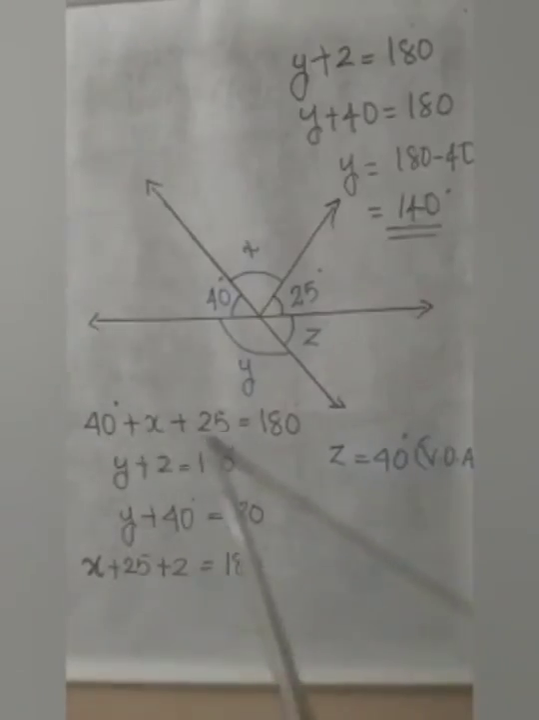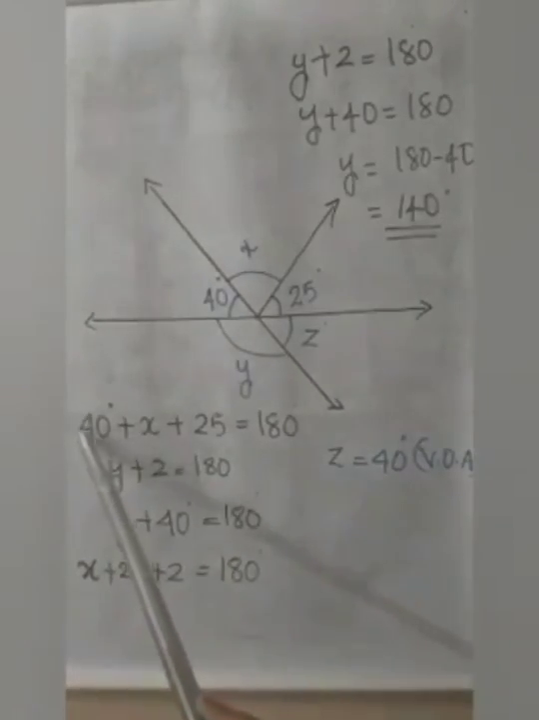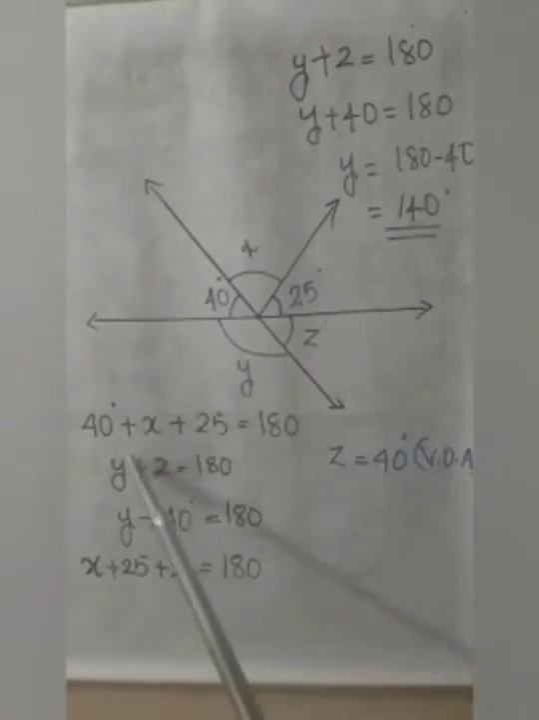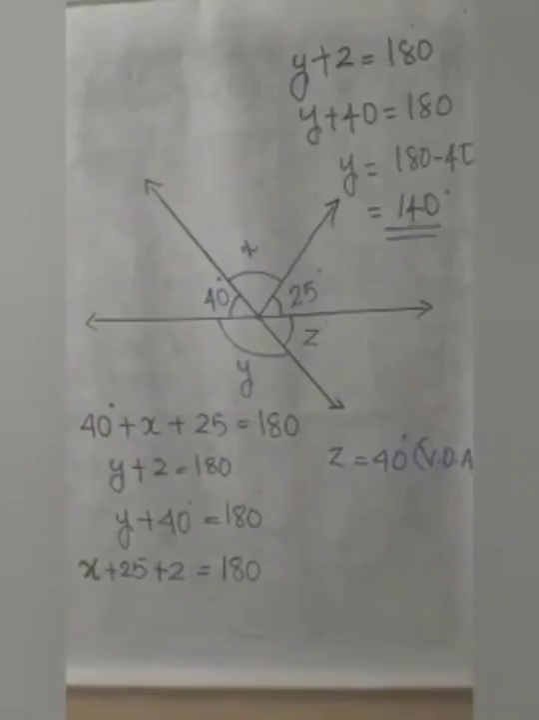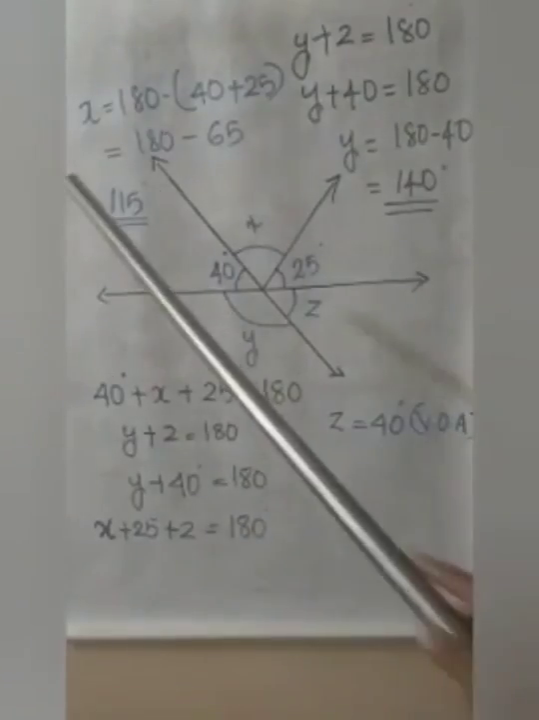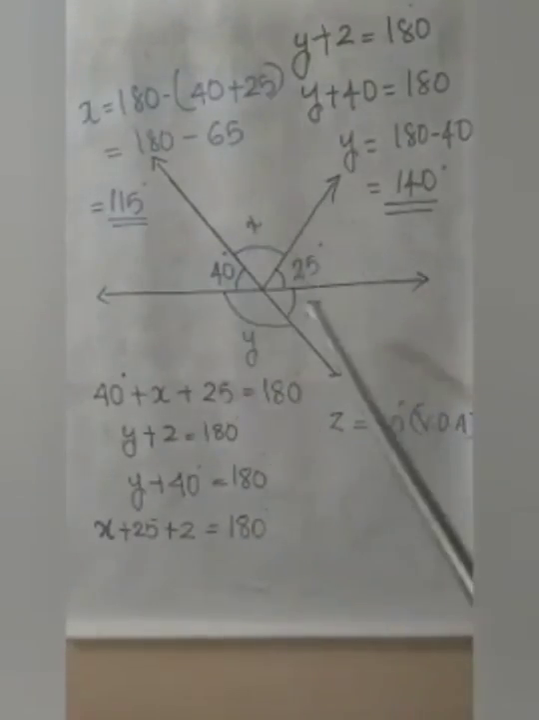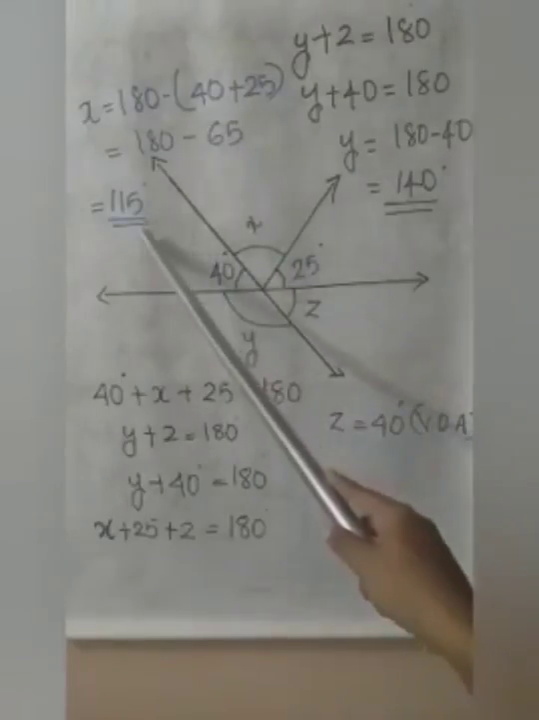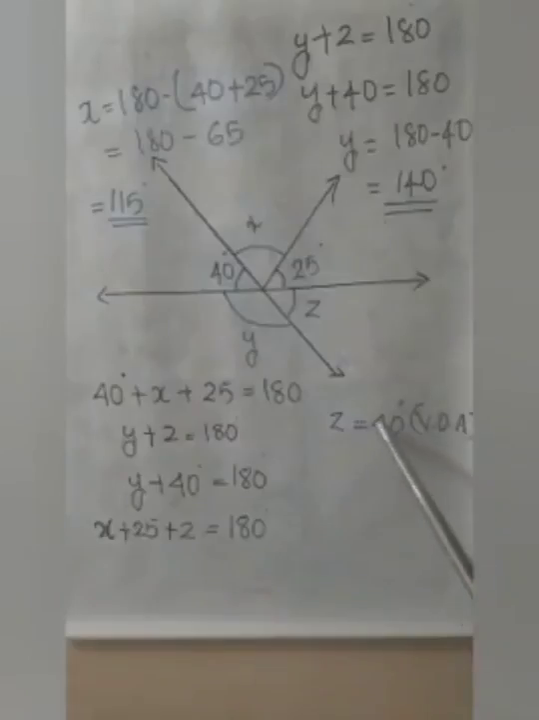x. x we can solve from this equation because we have 40 plus x plus 25 is equal to 180. From this equation we can solve for x. So for solving for x, we are getting x equal to 115. So here the question is find the value of x, z and y. We got x as 115, z as 40 degrees and y as 140 degrees. So which facts did we apply here? Vertically opposite angles and linear pair.